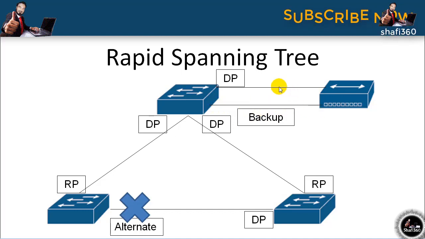However, should this designated port go down, someone goes and unplugs this port from the hub on this end, this switch will realize I still have this backup port, and so I'll switch over and start using it immediately, much like this switch down here did with its alternate port.